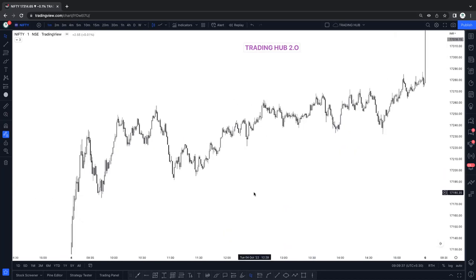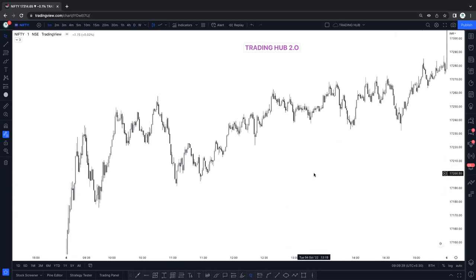Okay, so what kind of problem are you facing in marking the structure? From where can I start? I just don't know how to start with the first low or first high.